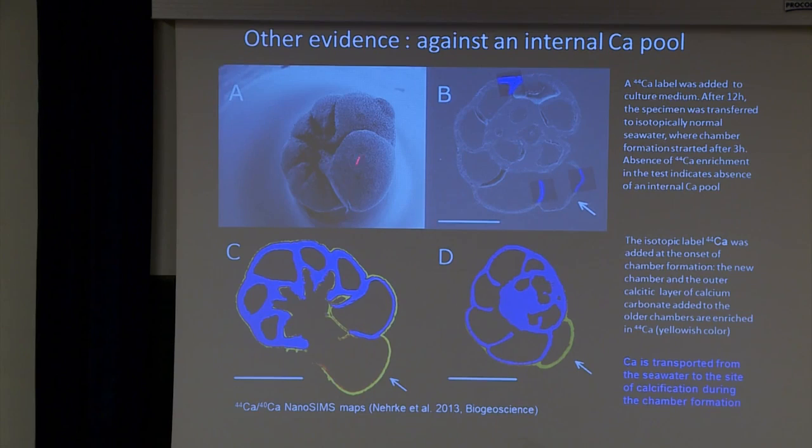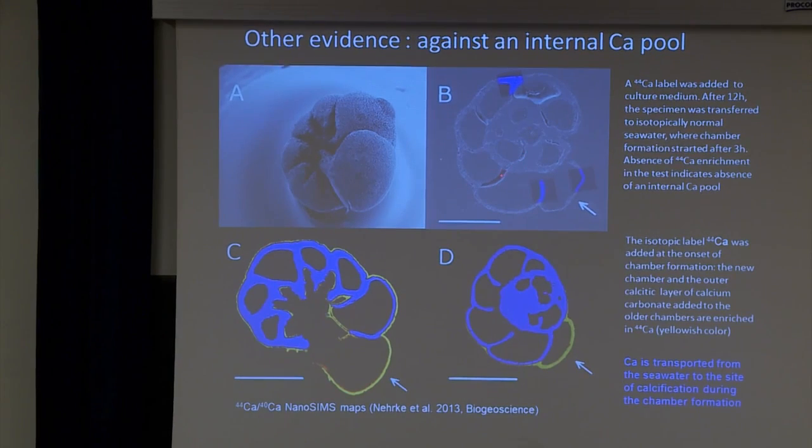Another nice study against the existence of an internal calcium pool is this nice experiment in vitro using a labeled water marked with the isotope calcium 44. So in this experiment, the foraminifera were growing in this labeled calcium 44, and you can see the last chamber marked in yellow. This means an increased ratio of calcium 44 with respect to calcium 40, and also you can see the last chamber marked, and also the outer calcitic layer that covers the entire old chamber.